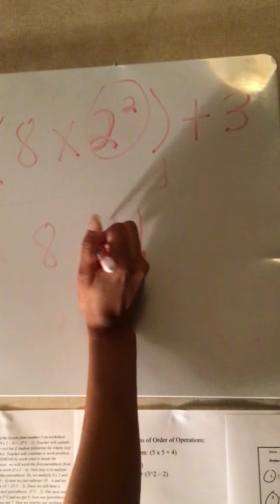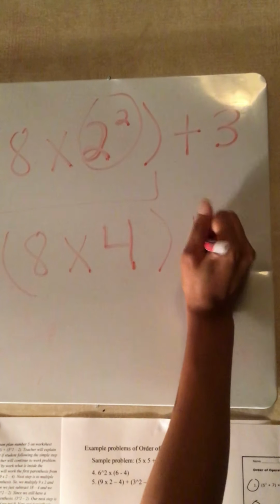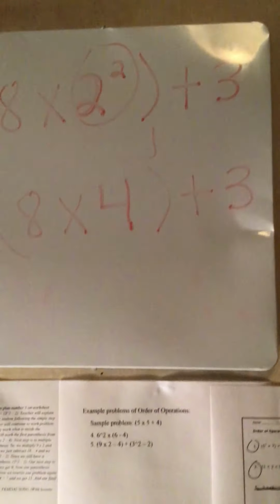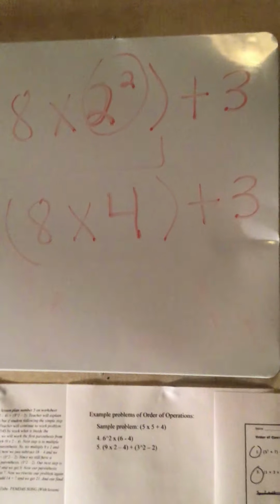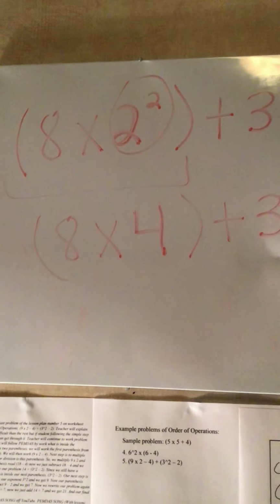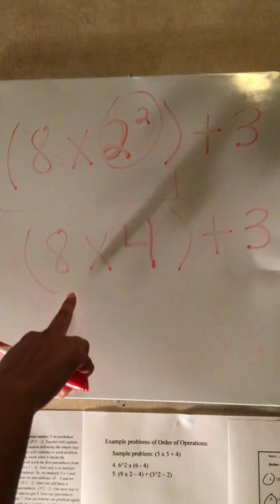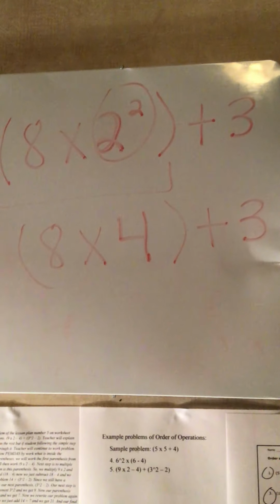Bring our 8 and multiplication sign. Bring out our plus sign and our 3. So now we have 8 times 4 plus 3. And we have our 8 times 4 in parentheses. So we still have a parenthesis, so we're going to continue to work inside that parentheses.